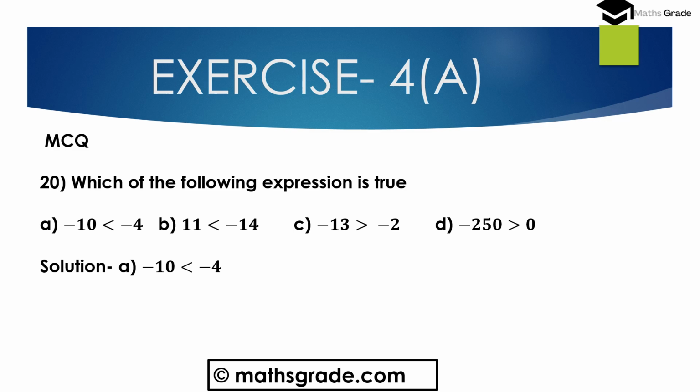Now we solve question number 20. Which of the following expressions is true? First option A is minus 10 less than minus 4. We know 10 is greater than 4. If we place the minus sign, that is the negative sign, minus 10 is less than minus 4. So this is true. Second option, 11 is less than minus 14. We know a positive integer is always greater than a negative integer. So 11 is greater than minus 14. So this option is false.